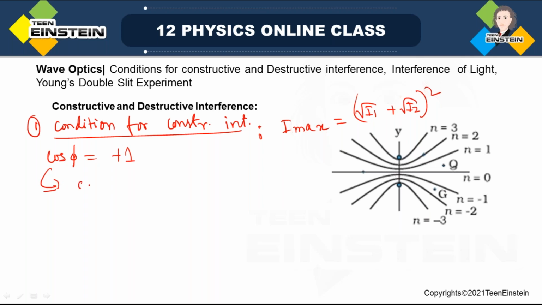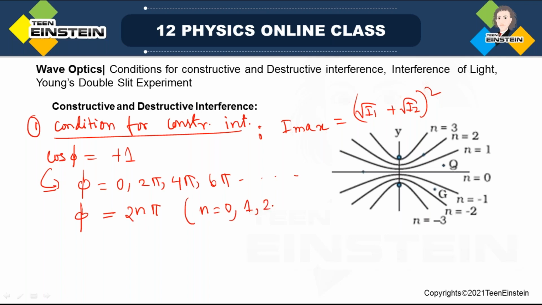Okay, so this will be plus 1. This implies that your phi has to be either 0 or any even multiple of pi: 2 pi, 4 pi, 6 pi, like that. So in general, phi has to be an even multiple of pi, or you can write 2n pi, where n is 0 or any integer. So this is the condition for constructive interference.